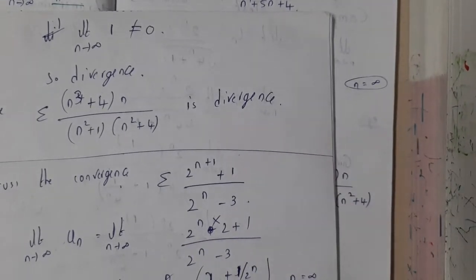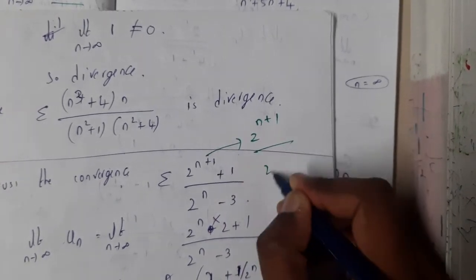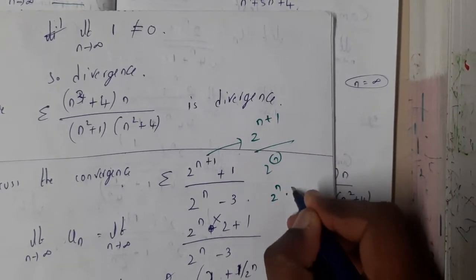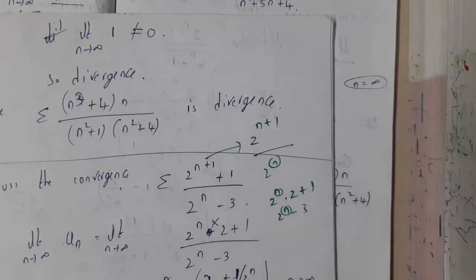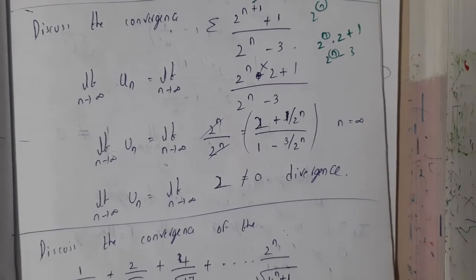I hope everyone got a clear idea. Here you might be confused that it is 2 power n plus 1 by 2 power n, and assume the powers are different. Basically it is 2 power n into 2 plus 1 into 2 power n minus 3. So basically the power is the same, guys. That's what is written here. Similarly you can continue.